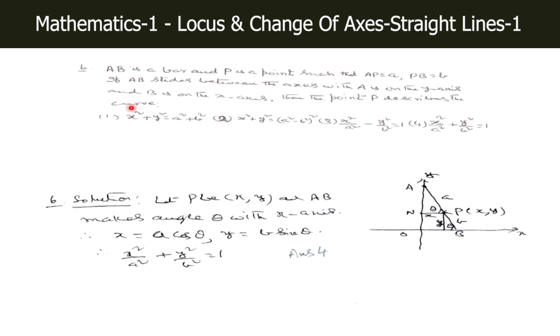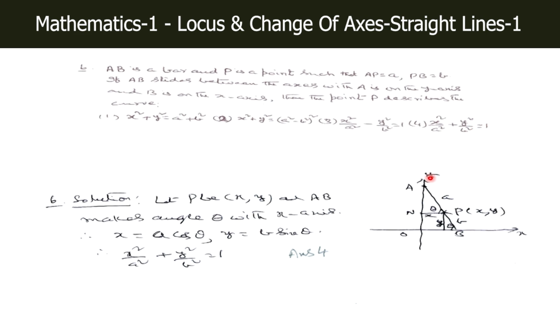Problem number 6. AB is a bar and P is a point such that AP is equal to a and PB is equal to b. If AB slides between the axes with A on the y-axis and B on the x-axis, then the point P describes the curve, namely: 1, x square plus y square is a square plus b square; 2, x square plus y square is a square minus b square; 3, x square by a square minus y square by b square is equal to 1; and 4, x square by a square plus y square by b square is equal to 1.